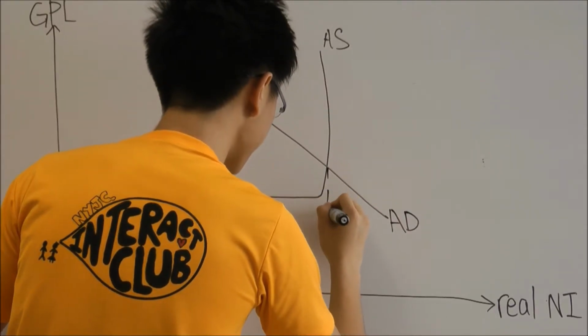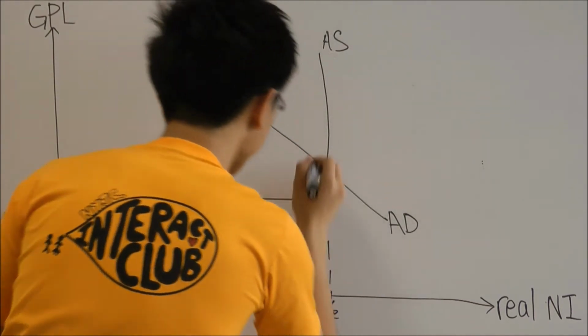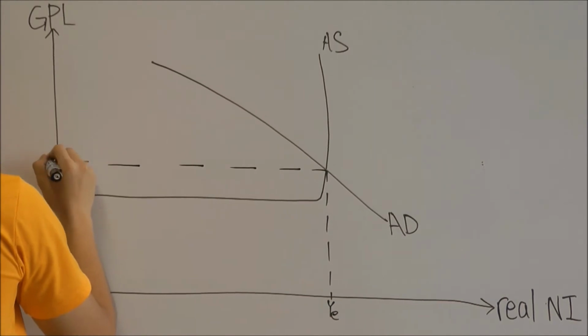The AS curve marks out the total supply of goods and services in the economy, and the intersection of the AS curve and the AD curve will determine the GPL and the real NI.